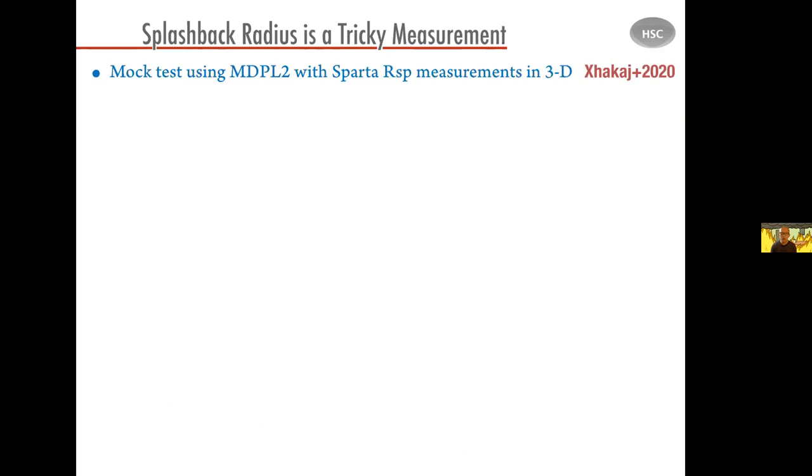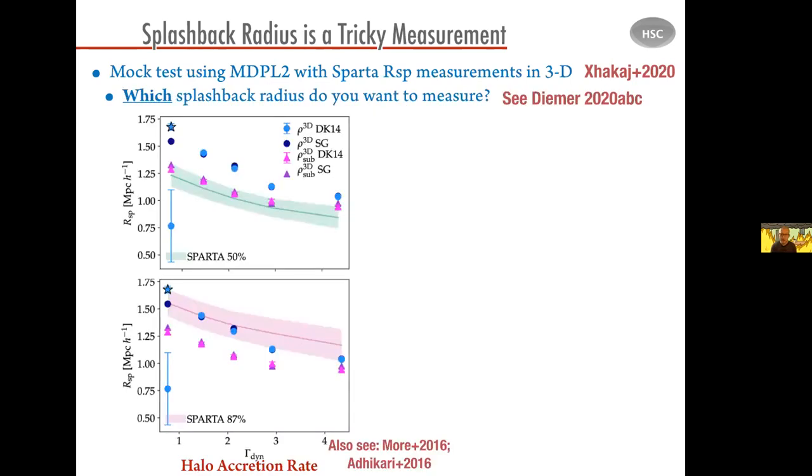So we are trying to use the MultiDark Planck 2 simulation with SPARTA splashback radius measurement in 3D and try to study its relationship with halo accretion rate. On the left side, the x-axis is the halo accretion rate within one dynamical time. The y-axis is splashback radius measured in different ways. I have to keep reminding myself that splashback radius in simulation is defined by the apocenter of the trajectory of infalling particles. And given the large number of particles and wide range of orbits, we also have a wide range of apocenters. So you can define splashback radius using different statistics.